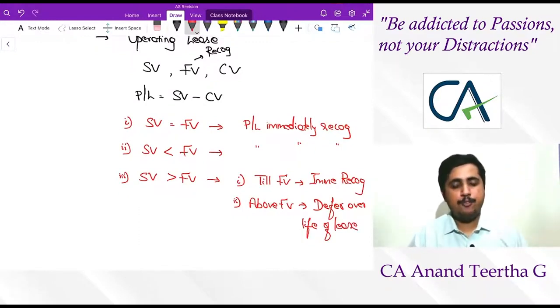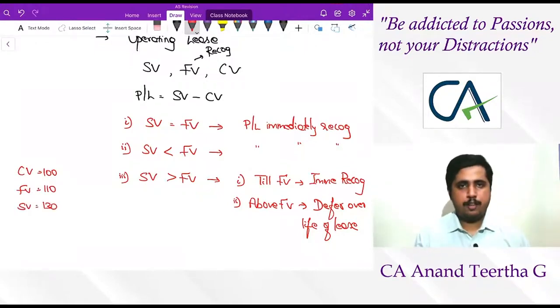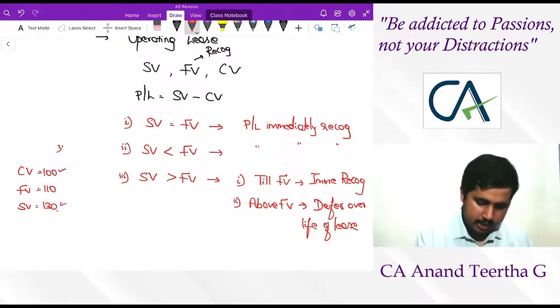Okay, suppose the selling value is more than fair value. For example, say carrying value is 100 rupees, fair value is 110 rupees, and selling value is 130 rupees. First, how much profit or loss has taken place? Compare these two. Profit total is 30.